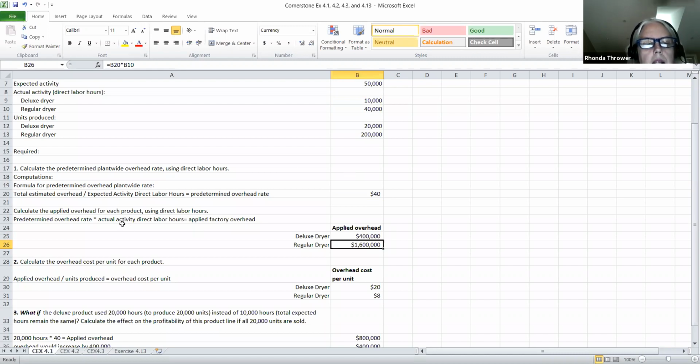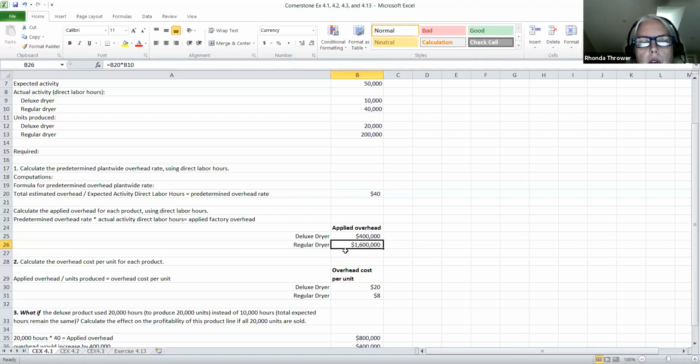And again, it says to calculate the applied overhead for each product. You're going to have to be really careful when you're reading your information that you pick up on exactly what they want you to do. And so this is for each product. So our deluxe dryer we've calculated. Now we're going to look at the regular dryer.